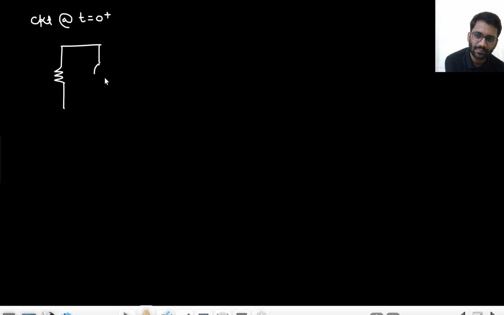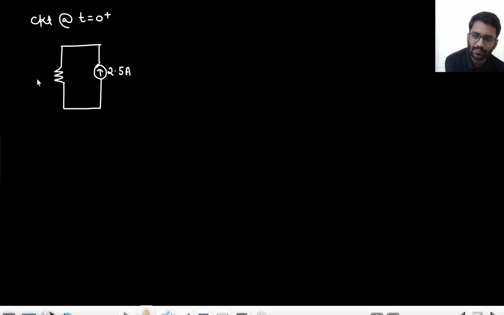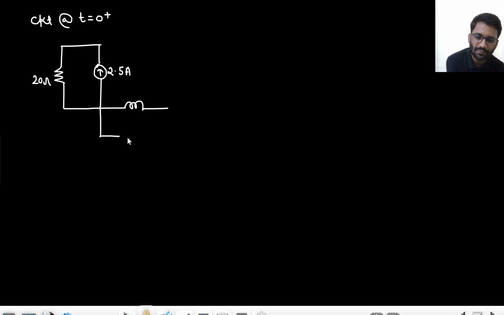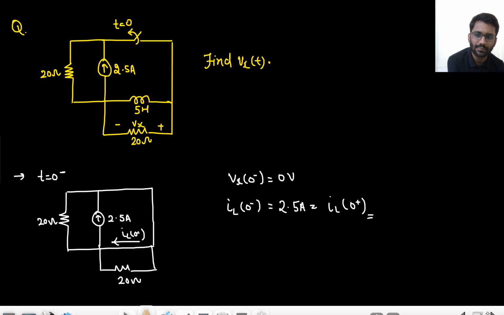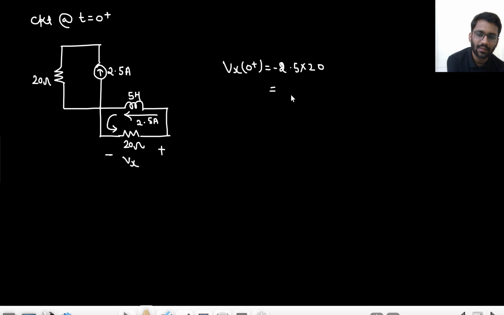So the circuit at t equals 0 plus: this is 2.5 ampere, 20 ohm. This inductor is there, 5 Henry and 20 ohm. The initial current is there, that is 2.5 ampere. Now this 2.5 ampere current will flow in this direction. Voltage drop they are asking in this direction. So what will be the value of Vx at 0 plus? That will be 2.5 into 20, but with a minus sign. It will be 5 volt. No, 50 volt, minus 50 volt.